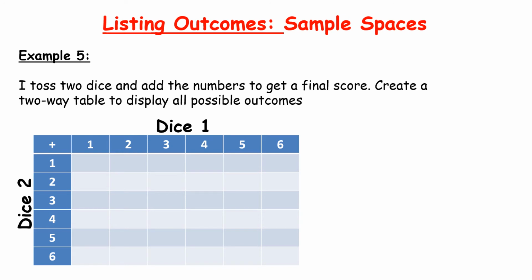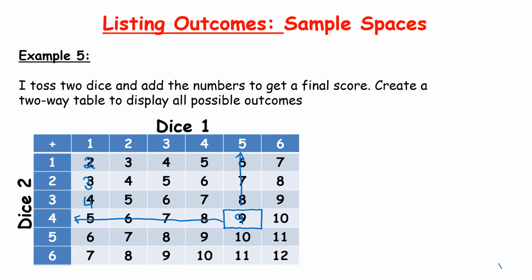Remember, we're adding. So if I get 1 on the first dice and 1 on the second dice, then that will add and give me 2. If I get 1 on the first dice and 2 on the second dice, I get 3. 1 on the first dice and 3 on the second dice, and I get 4. Let's take this little square here. So that is, I got a 5 on my first dice and a 4 on my second dice, so that's a total of 9. So this is what it looks like.